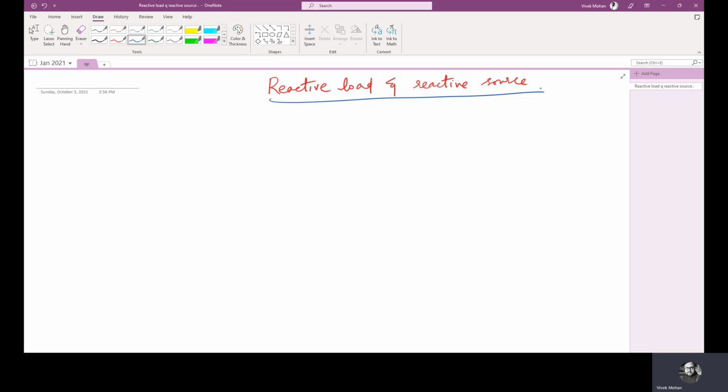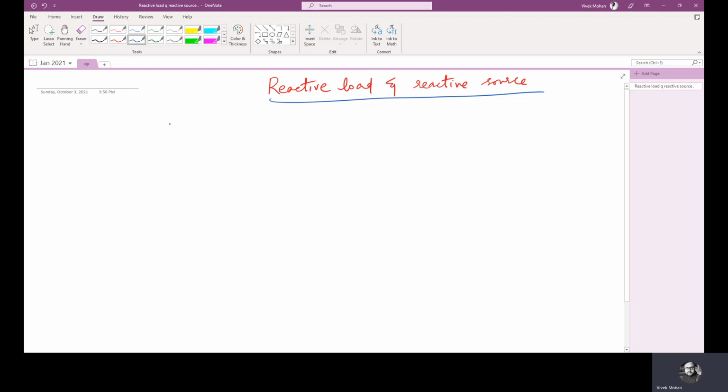Consequently, it is impossible to say whether the power originates at one end of the line or the other with respect to reactive power, because it's oscillating, it's pulsating. Now it is useful to assume that some devices generate reactive power while others absorb it, or some devices behave like reactive sources and others behave as reactive loads. Let us take the help of an example to differentiate between reactive load and reactive source.